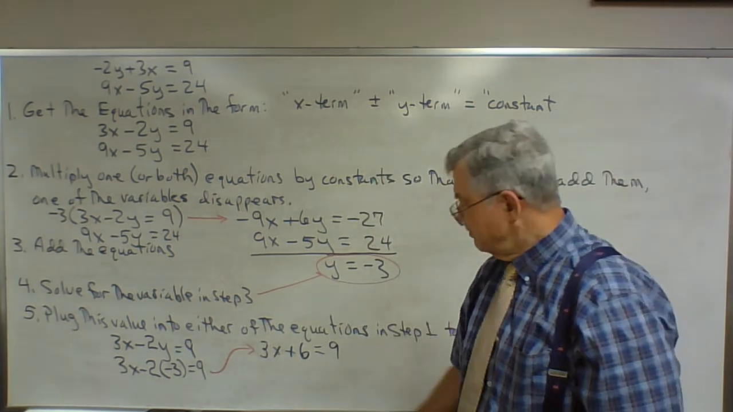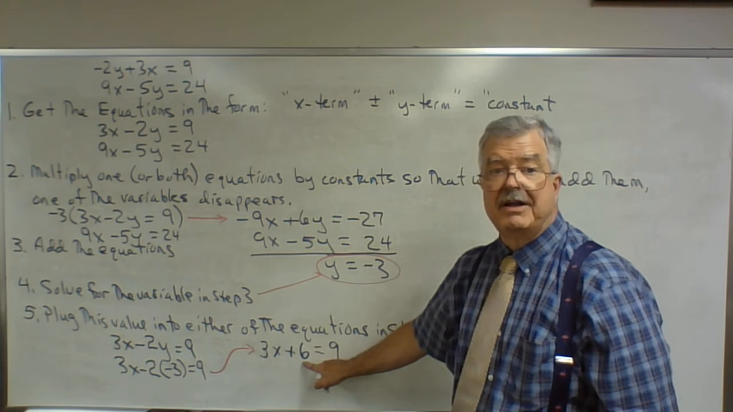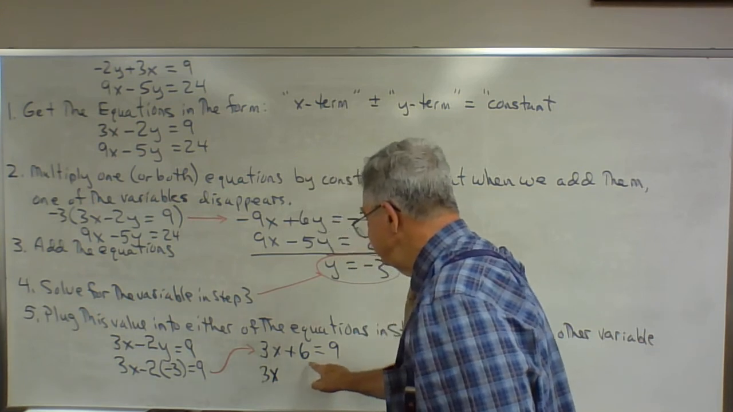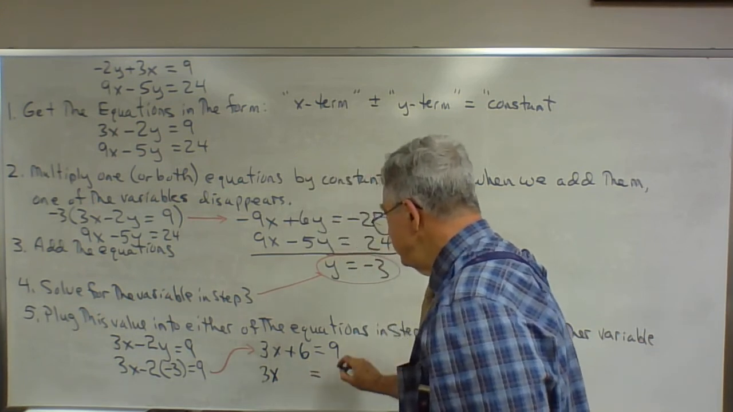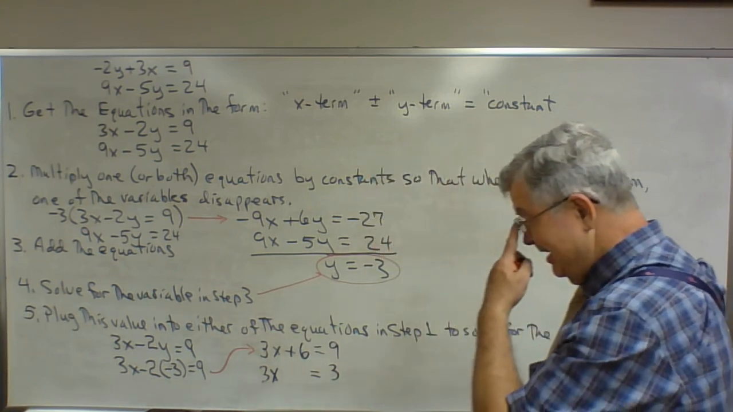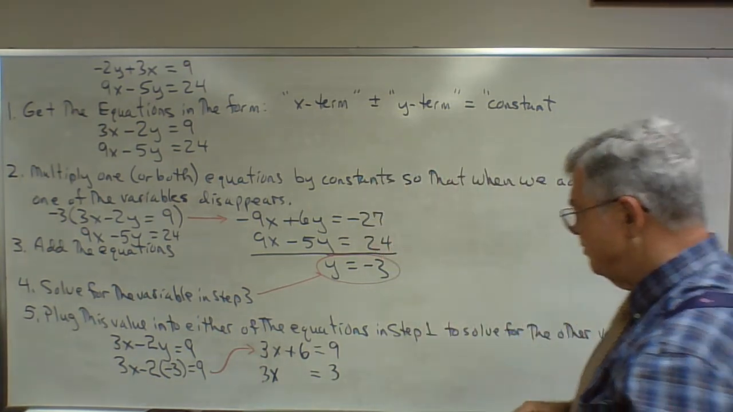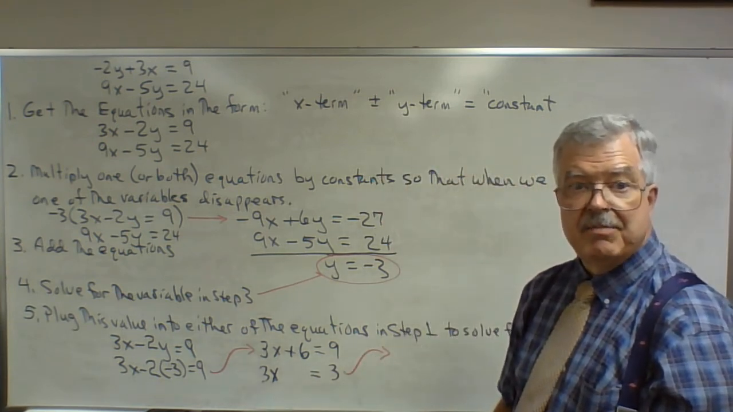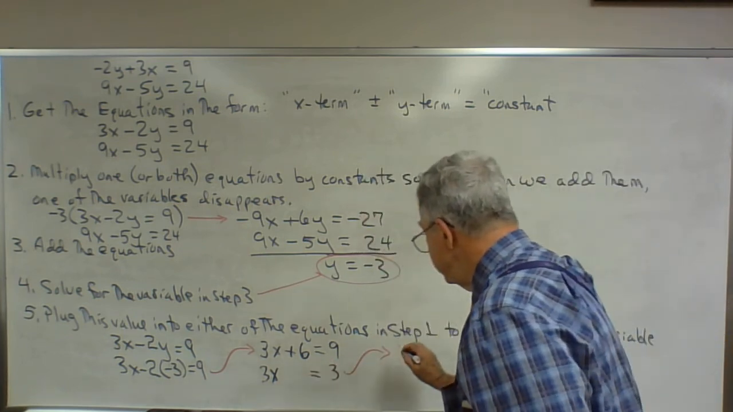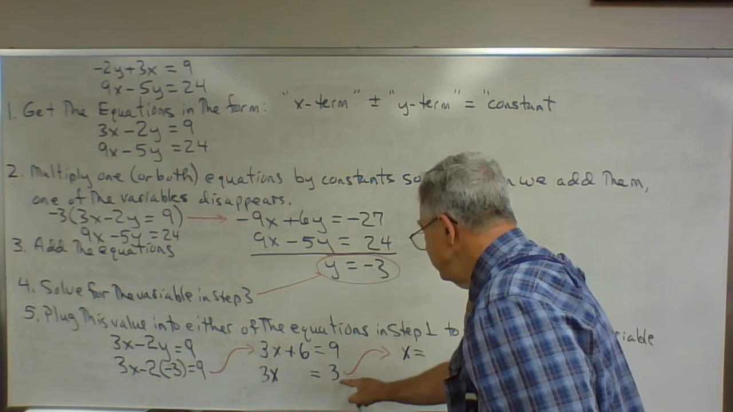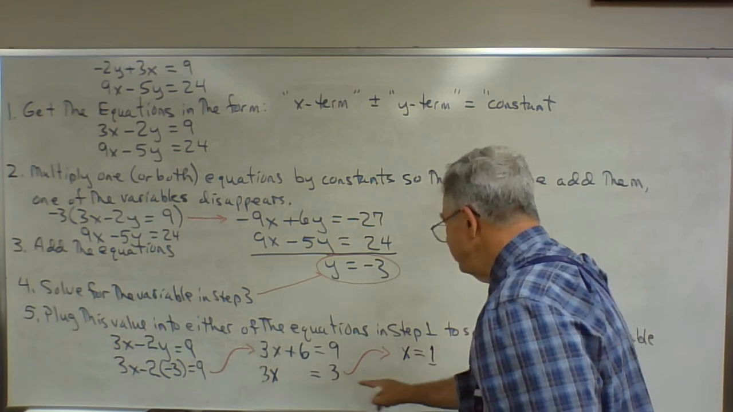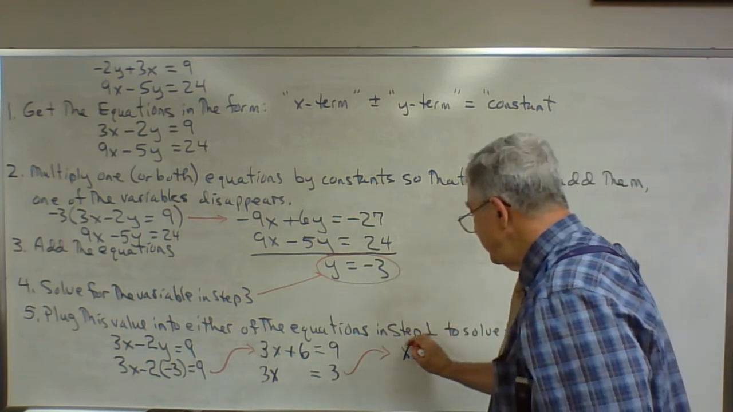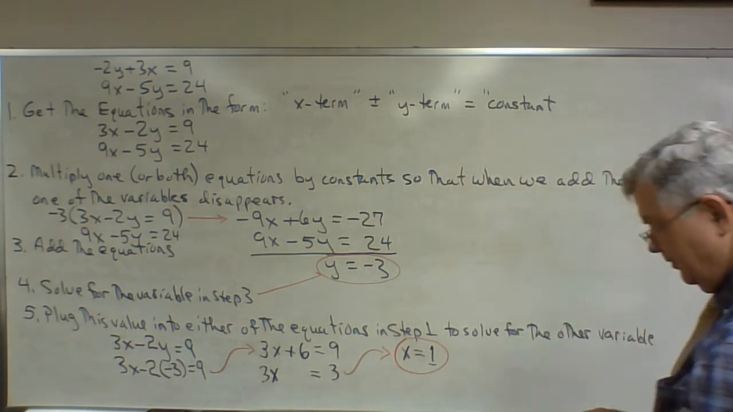What should I do now? Subtract 6 from both sides, right? 6 minus 6 is 0. 9 minus 6 is 3. I have 3x equals 3. What do I do? Divide by 3, both sides. 3x divided by 3 is x. 3 divided by 3 is 1. So this is the second part of our prospective solution.